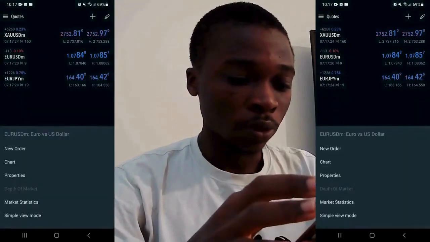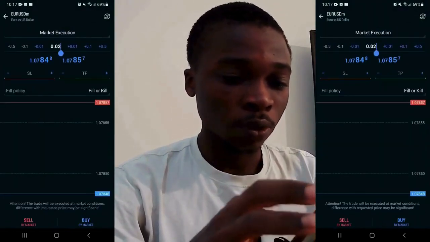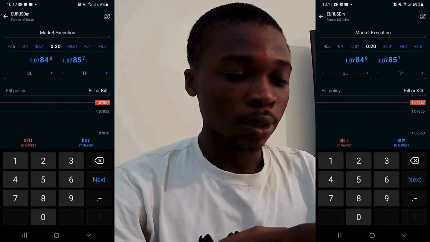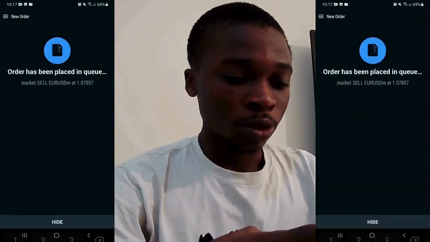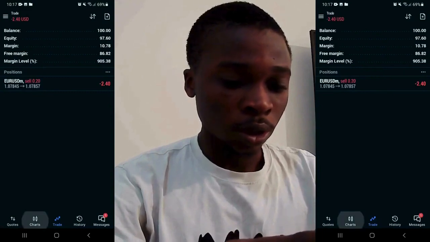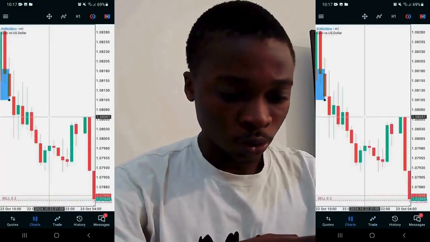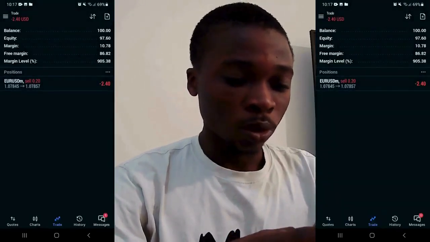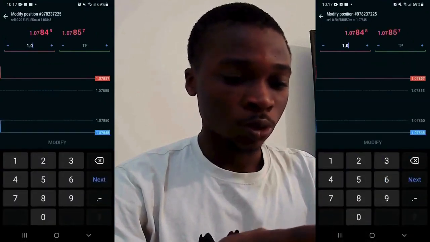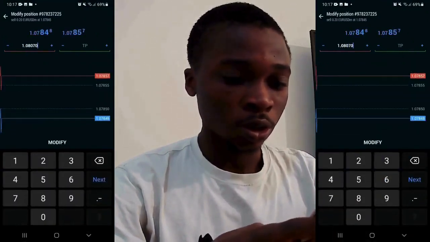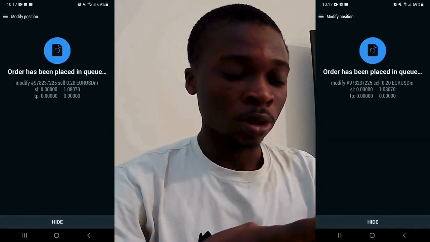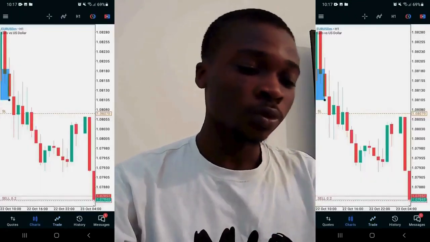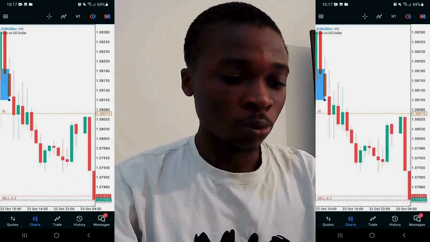So let's head over to Euro USD. Let's place a loss size of around 0.2 lot size sell. Let me play the trade first and see if my stop loss range is okay. 1.08070. So let's put our stop loss at 1.08070. Alright, we're good to go. So you can see our stop loss is just right here.